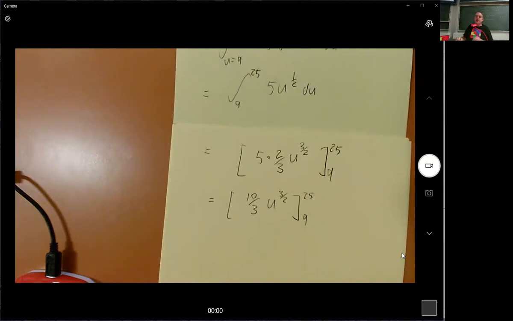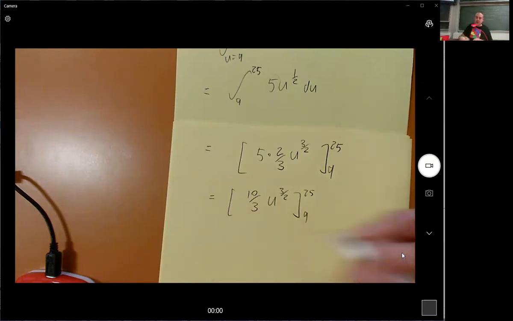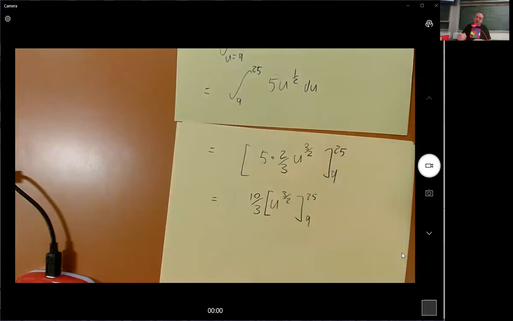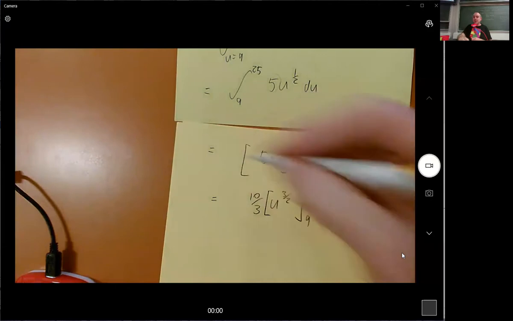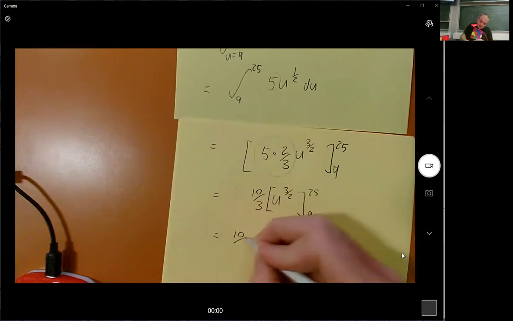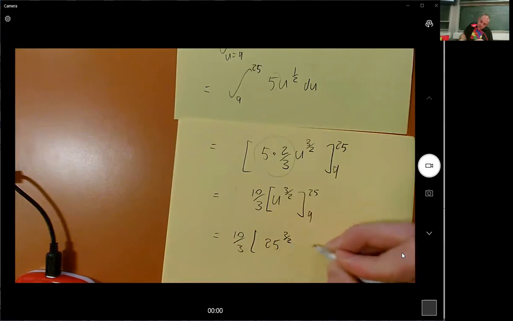All right. Sure, David. So I guess I could pull that 10/3 out, couldn't I? I reckon that's going to make my life ever so slightly easier. So all these plain numbers can come out of these brackets. The reason is there's a subtraction and both of those pieces have that number, and so I can factorize. Right. Okay, so I've got 10/3 of 25 to the 3 over 2 minus 9 to the 3 over 2.